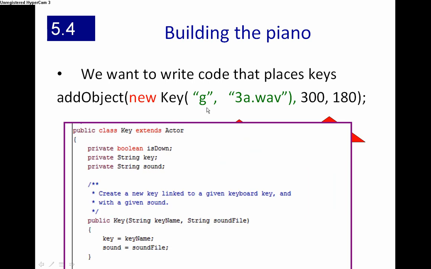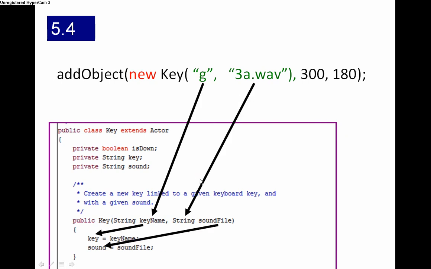And the answer is, we have to do this because in the constructor, public key, string key name, you're saying that whenever you make a key, you have to tell us the key name as a string. That's why we put it in quotation marks, and the name of the sound file as a string. So that's why we have to do that.